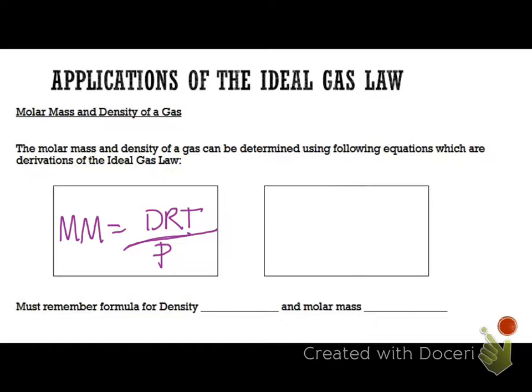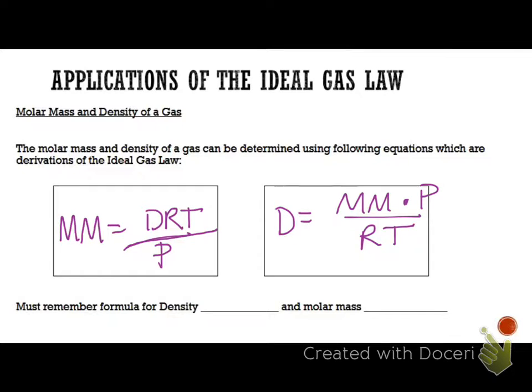I didn't make it up. I'm just telling you, it helps kids remember it. I say use the dirt over pee equation. Then you can rearrange that to solve for density and say that density is equal to the molar mass times pressure over RT. There's not one made up for that, so feel free to try one of your own. Okay?